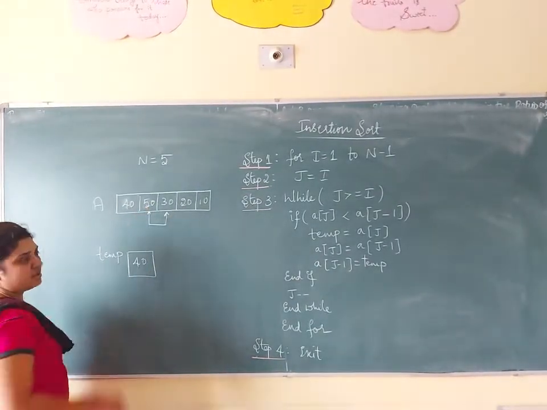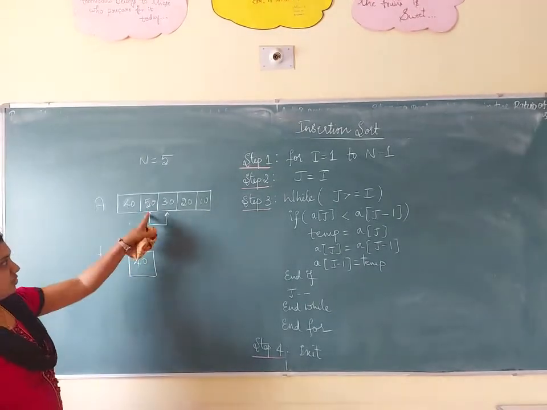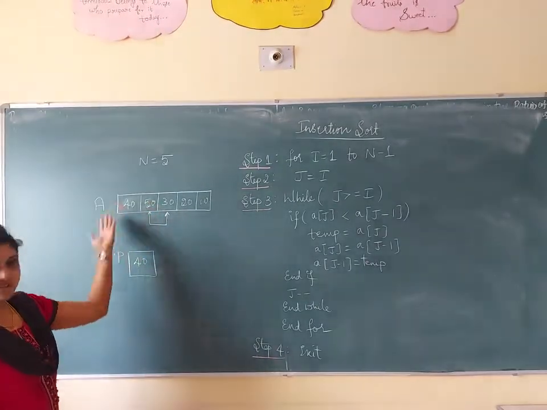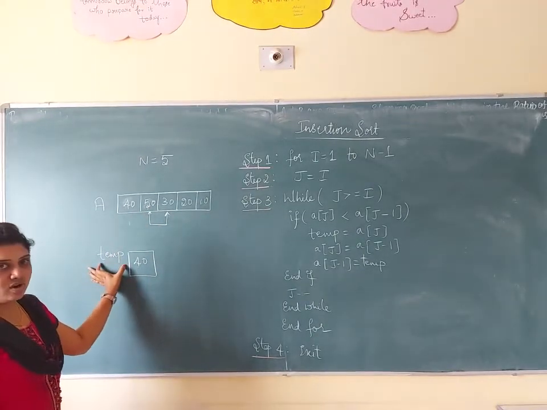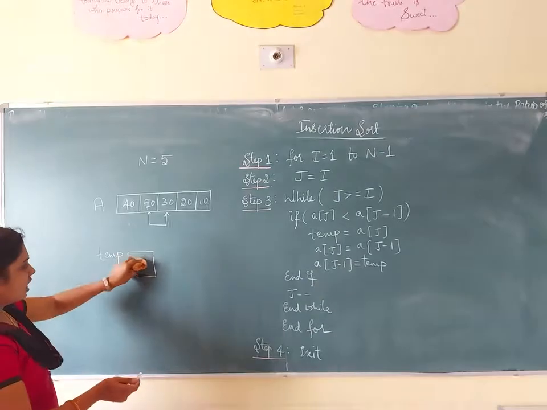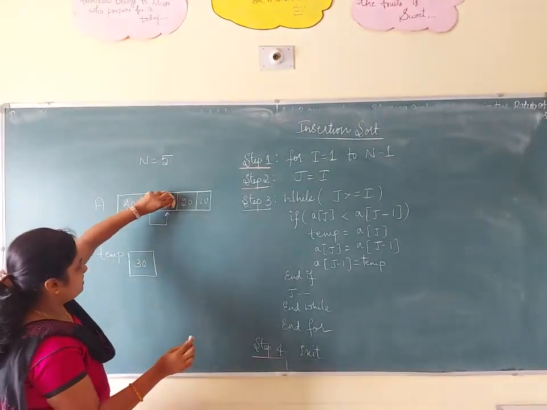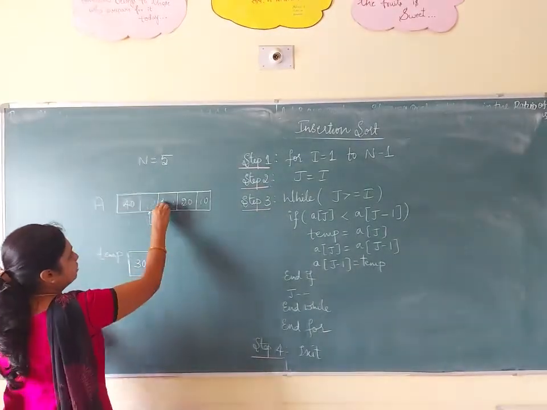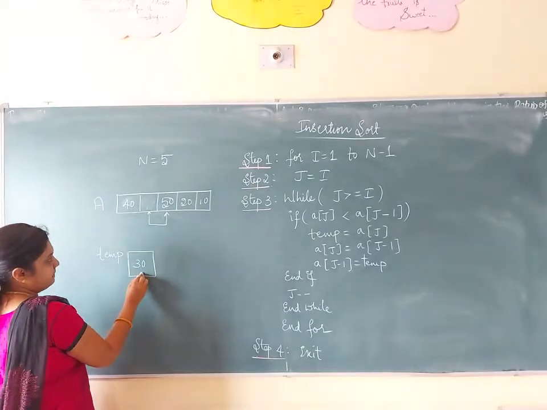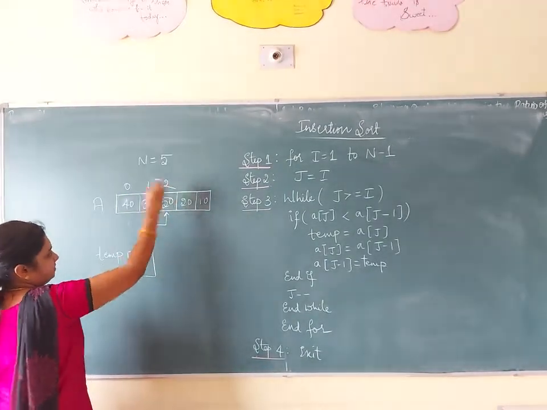Then again you compare the next two elements. 50 is greater than 30, yes, the condition is true, so you have to interchange. Directly we cannot interchange, that's why we are taking the temporary variable. Store 30 in the temporary variable. This place becomes empty, so move the 50 value to position 2. Then from the temporary variable you assign the value to position 1.